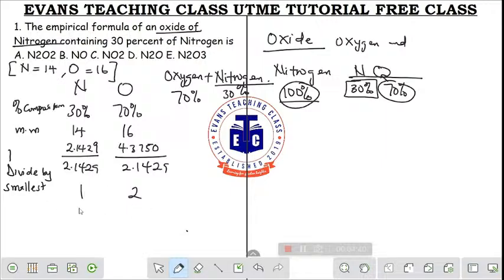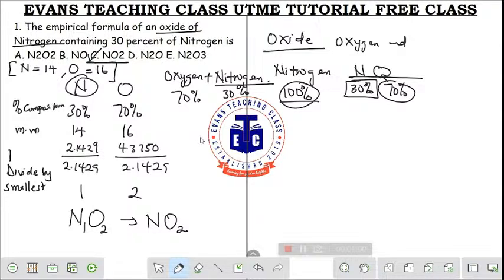Now the next thing you are going to do is, what do you have under nitrogen? We have 1, right? So we bring that 1 beneath as a subscript. That of oxygen, we bring this to be the subscript. So what's our final answer? Our final answer is NO2. So you can see that this thing is not hard. Our answer is option C.